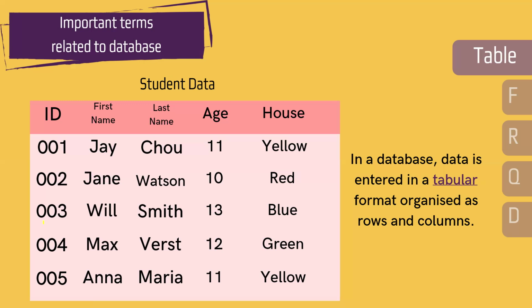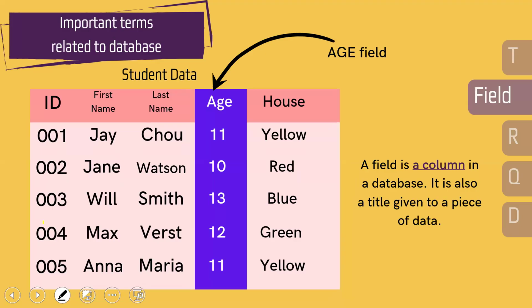Next is, what is a field? A field is a column in a database table. It is also a title given to a piece of data. Again, this is very simple, but still it's very important for us to know what a field is.